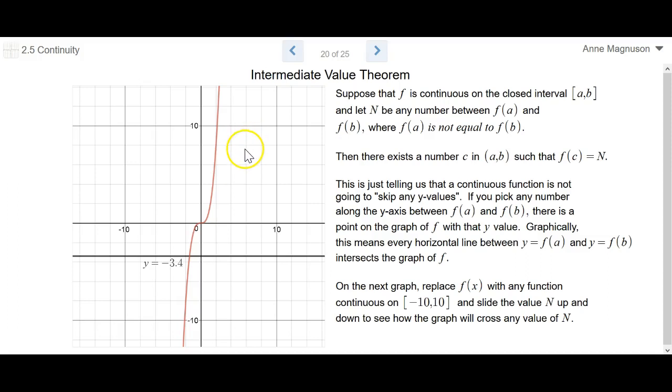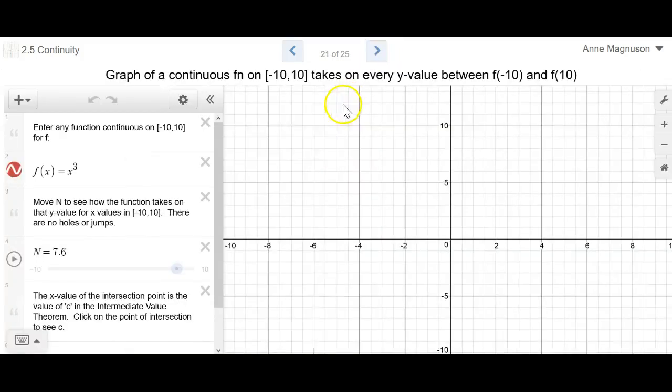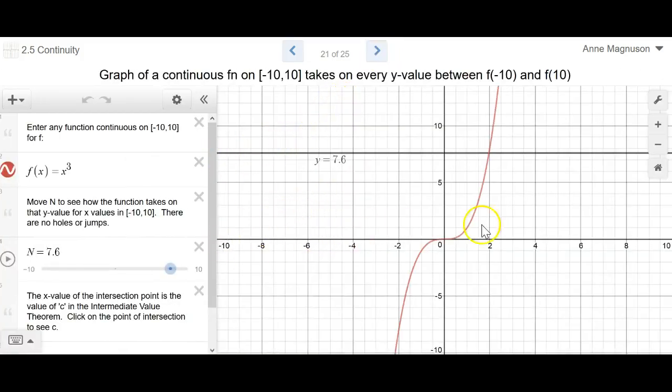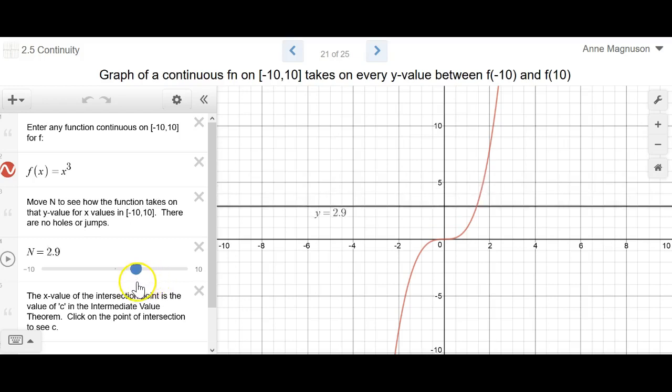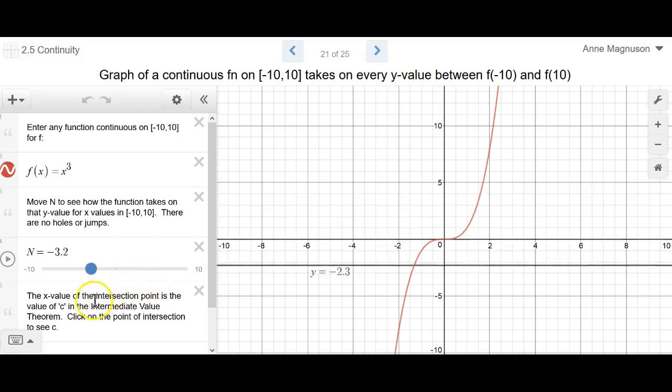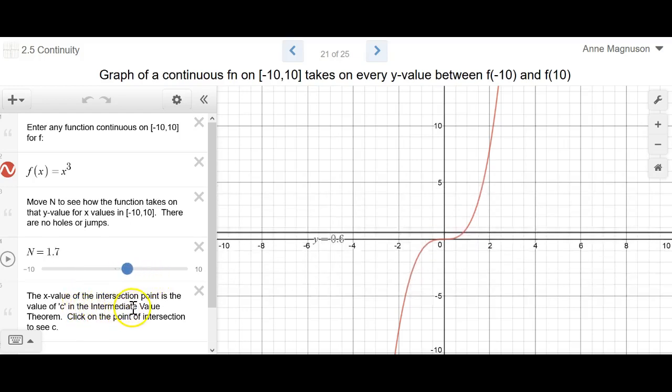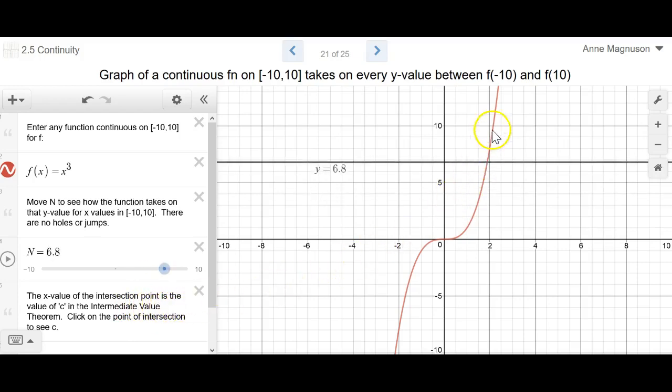So if I have a function defined on, let's say, between minus 10 and 10. I'm using this function x cubed. I can take this horizontal line, and it's always going to intersect this function, which means that there's always a y value for any x value on this interval. There's not going to be any breaks in the function if it's continuous.